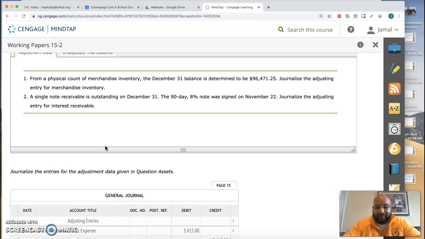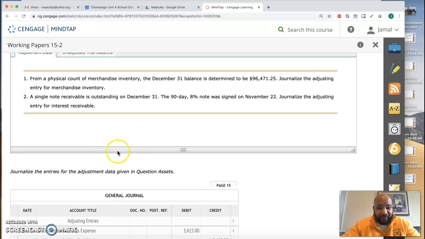So from a physical account, we got merchandise inventory. The key about merchandise inventory is that we adjust that in income summary, right? That's that temporary account that we only use for things like merchandise inventory. We'll also use it for our taxes to figure some things out. They also mentioned a single note receivable is outstanding. So we have a note receivable. That's some monies people owe us. So we're going to have to take into account the interest we're going to receive on that note receivable. So let's just get started.